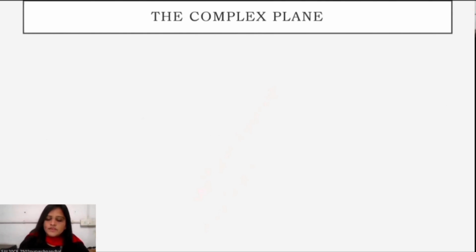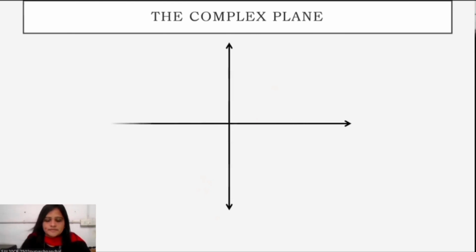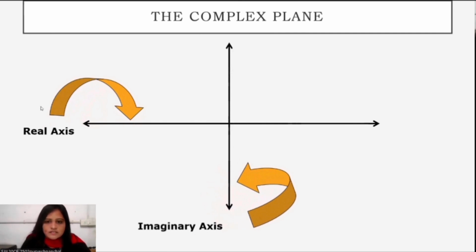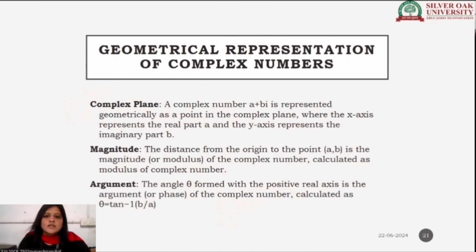Now we will discuss the geometrical representation of a complex number. Before that, let us see the complex plane. In the complex plane, we have the real axis and the imaginary axis. Our x-axis, horizontal, is the real axis and the vertical line is the imaginary axis. So in a complex plane, a complex number a plus bi we can represent geometrically as a point, where the x-axis is the real part a and the y-axis represents the imaginary part b.